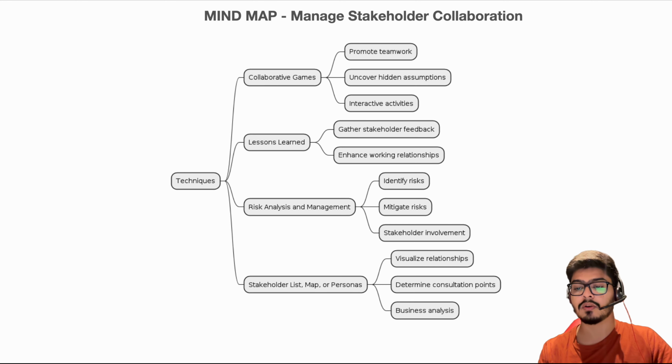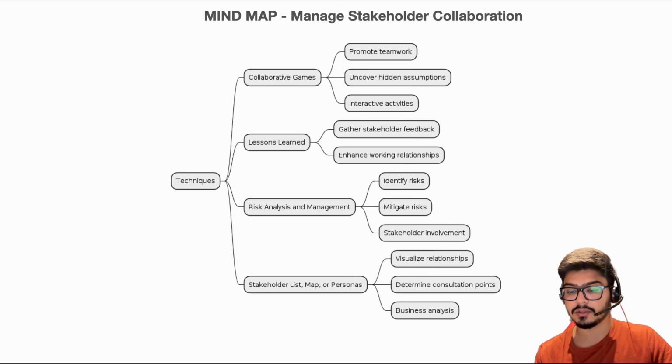Next is techniques. How do you actually interact, communicate or collaborate with the stakeholders? Collaborative games promote teamwork, then uncover hidden assumptions, and that will help you in interactive activities. So collaborative games with the stakeholders would definitely help you to grab that information. Lessons learned. This is retrospective, basically gather stakeholder feedback and then enhance work relationships. Risk analysis and management is another technique where you identify risk, mitigate risk, and stakeholder involvement here will help you to manage those risks.